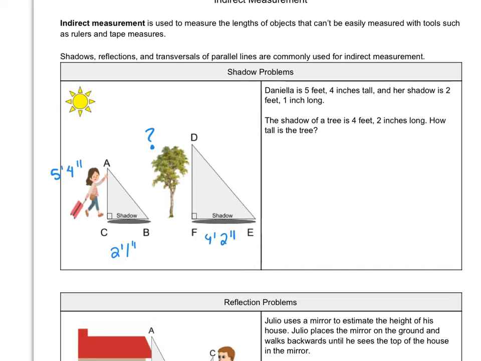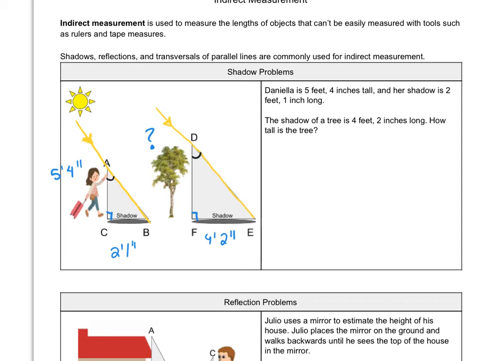What else do we know? Well, we know that both Daniela and the tree are standing at right angles with the ground. So there's 90-degree angles there. So when we look at the triangles that have been drawn here, we know that they have at least one pair of congruent angles. What else do we know about these triangles? Well, the hypotenuses of these triangles both represent rays of sunshine. And we say that rays of sunshine are all parallel. So since these sun rays are parallel, we can say that our top angles here are also congruent. So CAB is congruent to FDE.